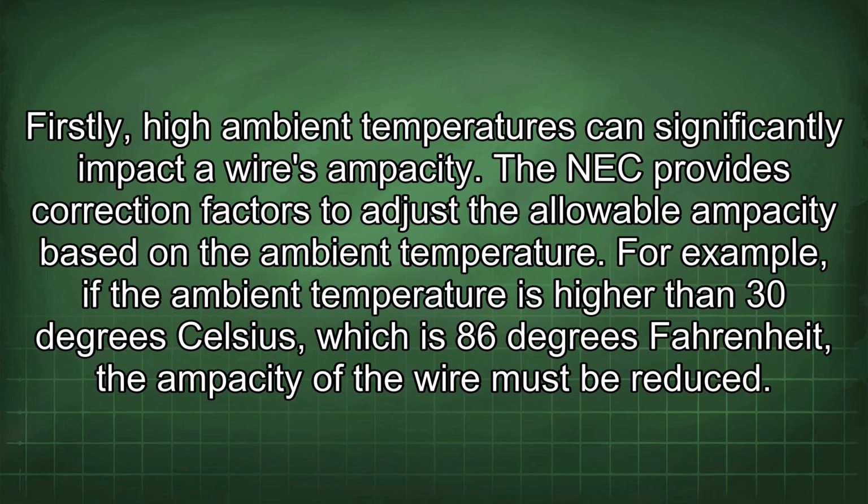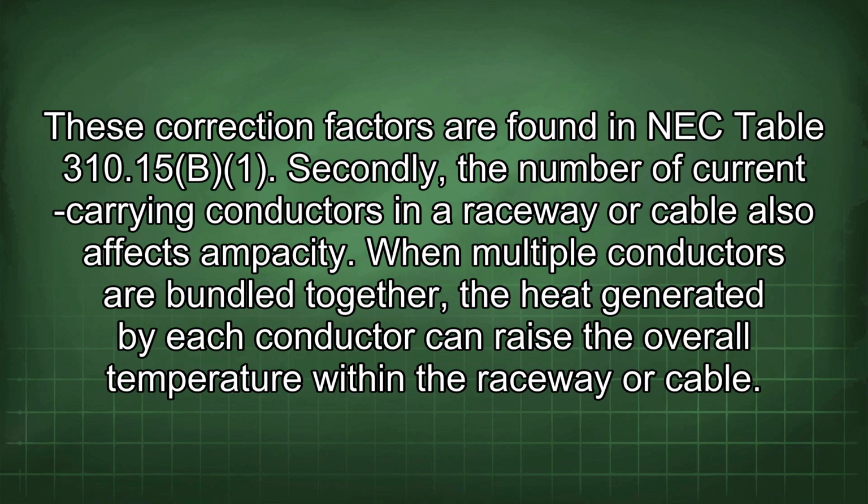Firstly, high ambient temperatures can significantly impact a wire's ampacity. The NEC provides correction factors to adjust the allowable ampacity based on ambient temperature. For example, if the ambient temperature is higher than 30 degrees Celsius, which is 86 degrees Fahrenheit, the ampacity of the wire must be reduced. These correction factors are found in NEC Table 310.15(B)(1).